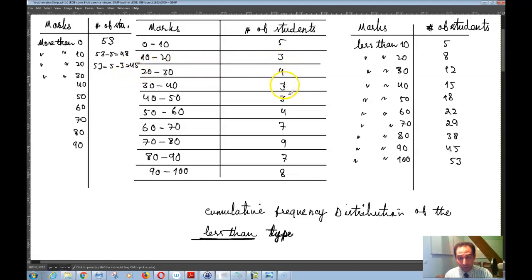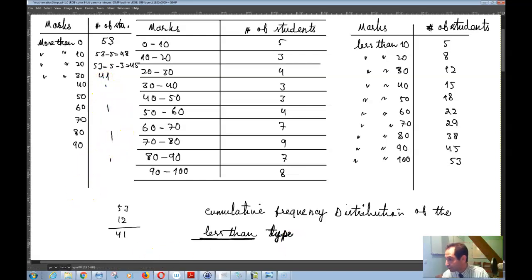And in the same way, you can basically keep calculating. For example, more than 30 would be all of the students except for these students, and these students are 5 plus 3 plus 4 is equal to 12. So then 53 minus 12 is equal to, for example, 41. So that is 41, and so on and so forth.